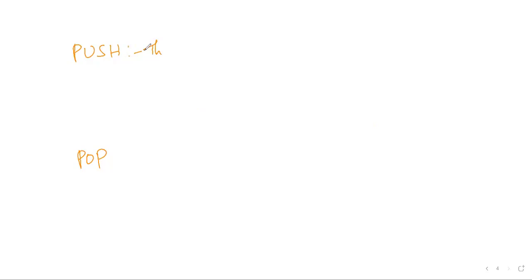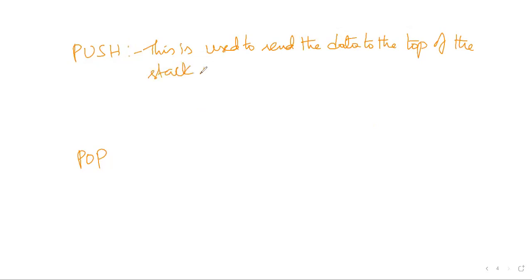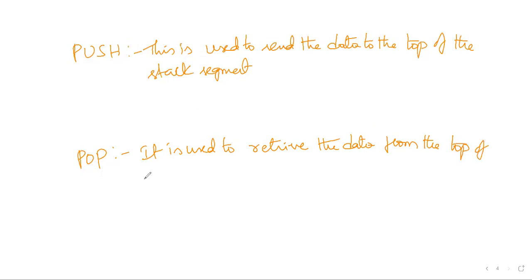So this instruction is used to store or send or copy, whatever it may be, the data to the top of the stack segment, and the other is used to retrieve the data, or take the data back, from the top of the stack.